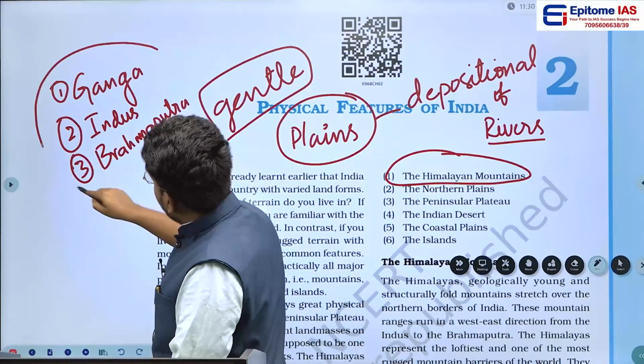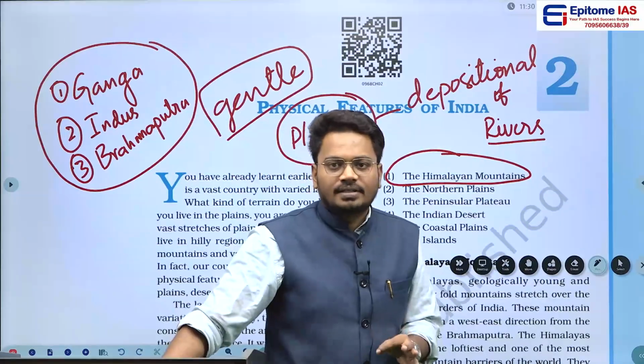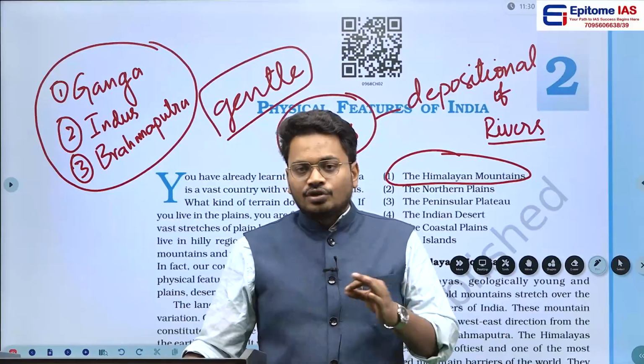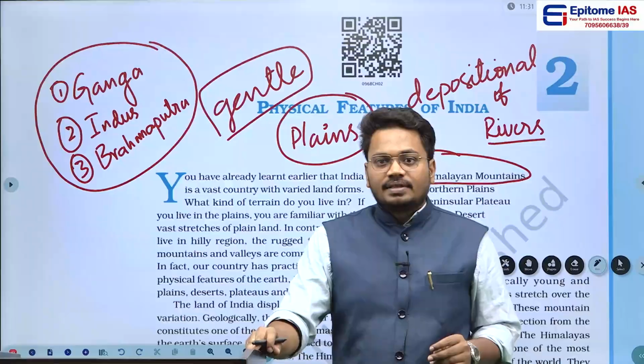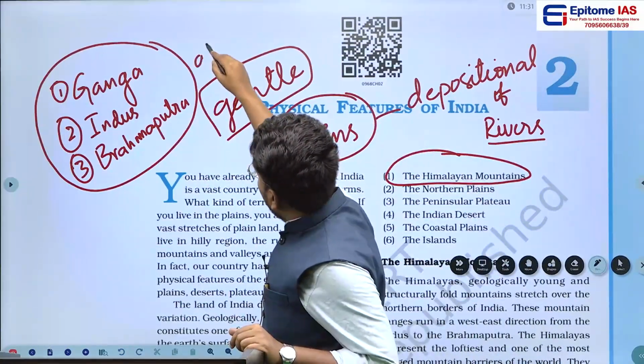Right, because of these 3 rivers, we can see the formation of the landform called plains, right? Now the point is, these plains formed by these three rivers are very rich in alluvial.